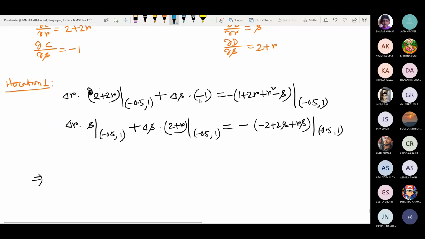This will give you delta R into how much? 2 plus 2R. So 2 minus 1. 1. So 1 into delta R. Was it that? Yes. And how much you are getting? Minus delta S. So delta R minus delta S equals to minus C at R, S. How much on the right hand side? 0.75. The sign, plus. There is a minus sign. You see, this is the minus sign.